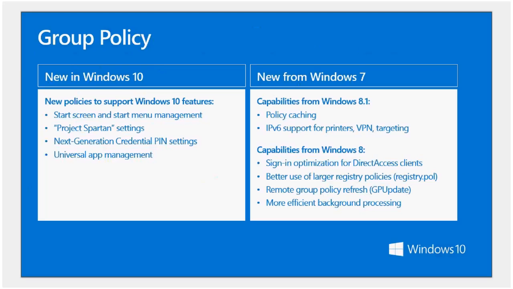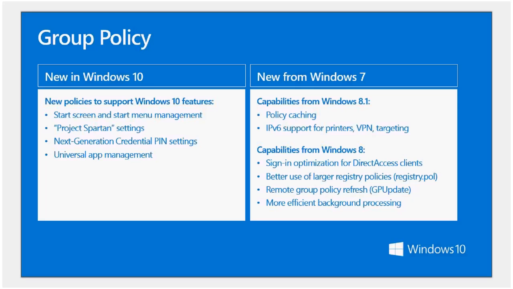We've set it up so that when a device logs in, it will use a cached local copy of group policies rather than waiting for those policies to be copied from a domain controller. That gives it a much better initial login time. We've added IPv6 support for printers, for VPN, for targeting devices. We've optimized the sign-in process for direct access so that it understands that a direct access connected device isn't connected across a fast network, even if it sees a fast local network segment.